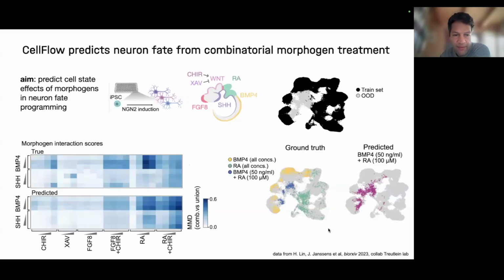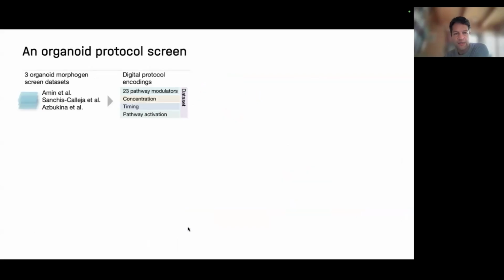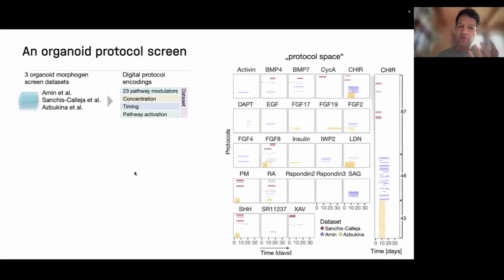So let's look now at the score. We can look at the whole screen and see what type of predictions there are. So let's go a bit more crazy. Let's look at the organoid screen. This was not just cells as before, but now we take a bunch of different screens where people try different modulators across different concentrations and timing. Now we try to encode this protocol space, this way how to make organoids. Now, not just cells, but organoids.